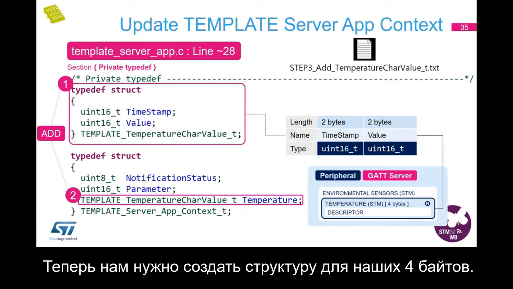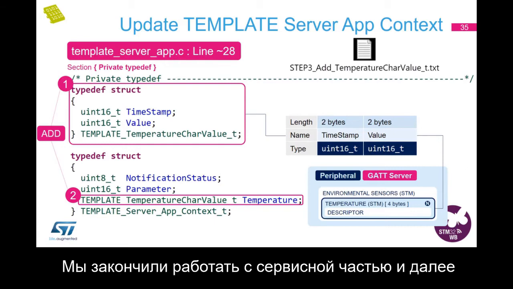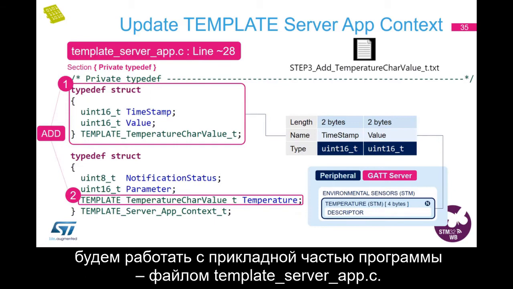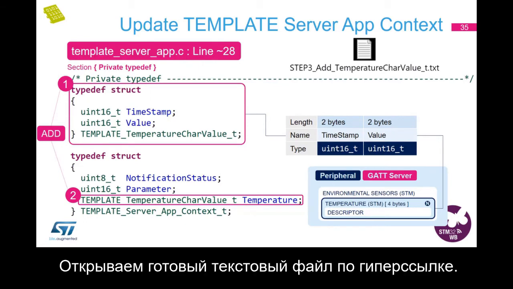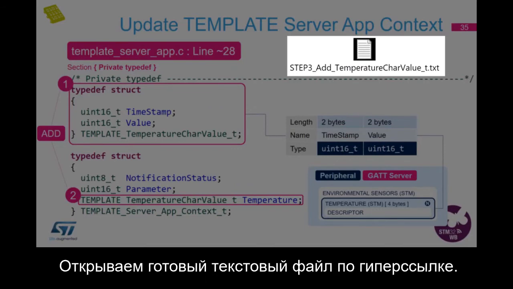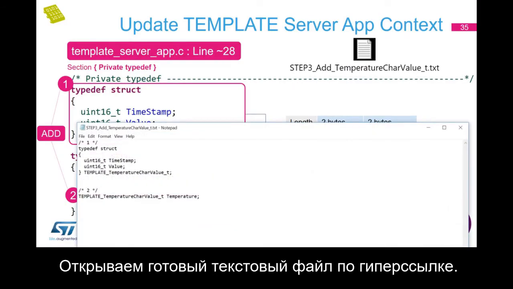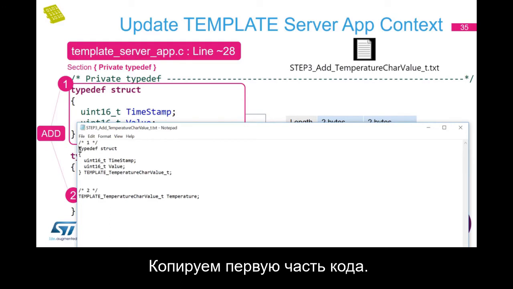So now we need to build the structure for our 4 bytes. This is back into our application side of things. We're finished in the services side of things in the middleware. So we're now coming to the file called template_server_app, and we need to create our structure for the new 4 bytes that we're going to add to our system. We have our hyperlink there for our file, and we need to add our structure.